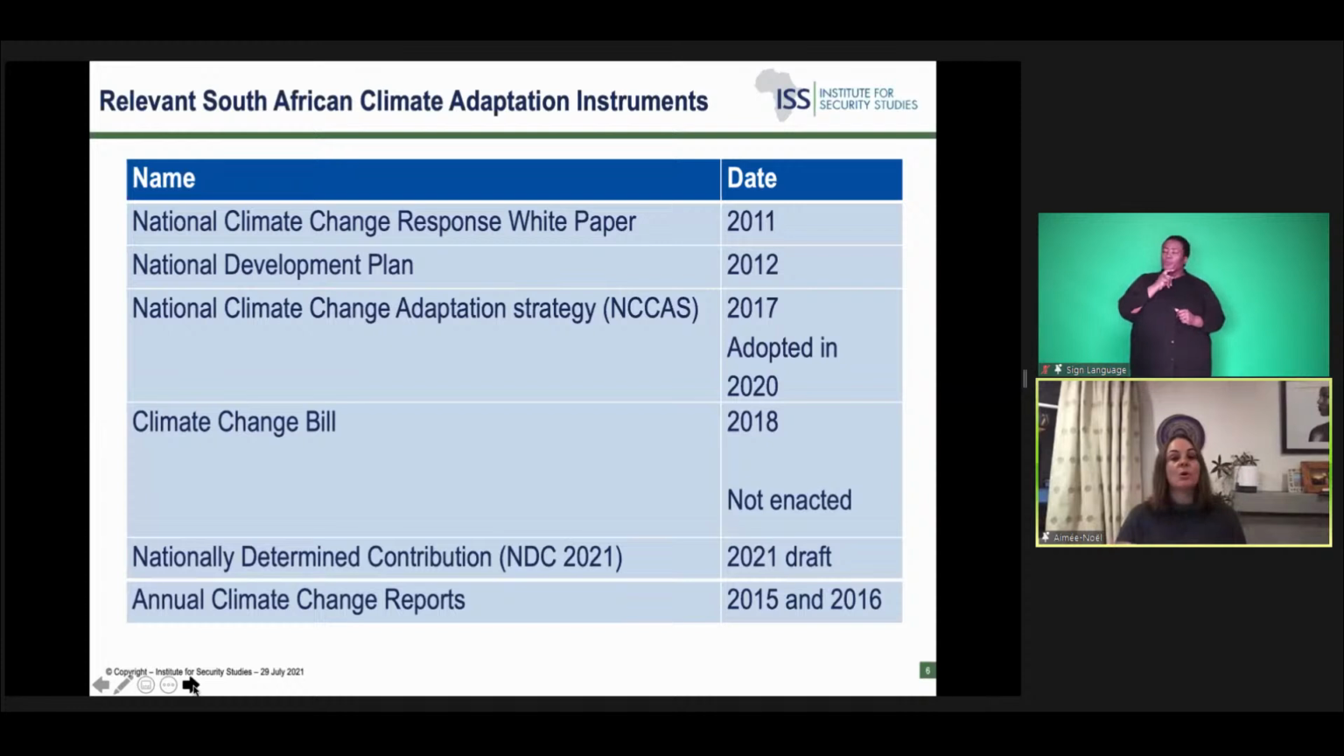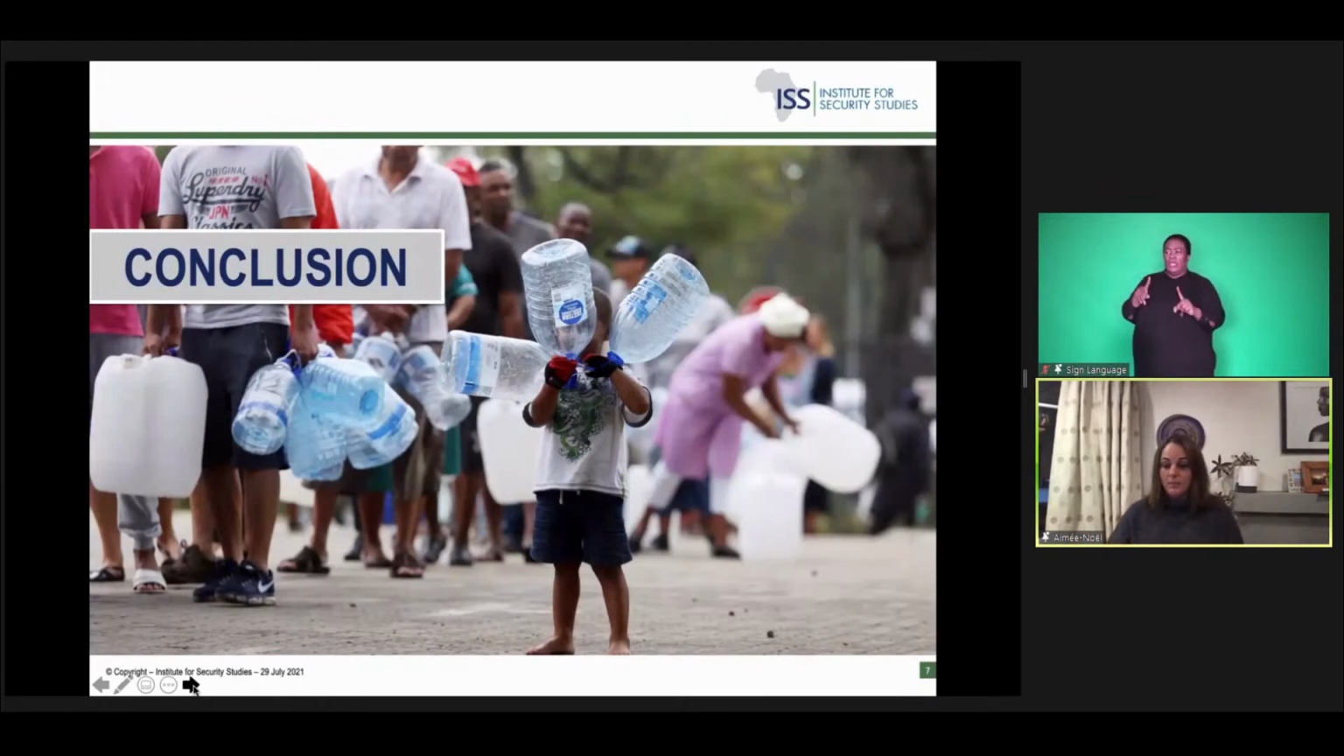So even these most advanced adaptation instruments don't actually address climate-linked movement. And this is really worrying in an already fragmented policy environment. And then just to conclude, I'll say it's clear that climate change impacts are intensifying across not only the country, but the region, which is important when we talk about migration.